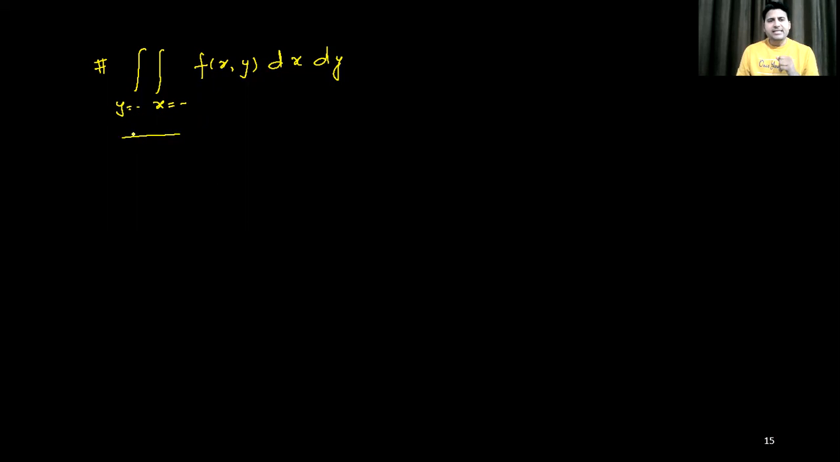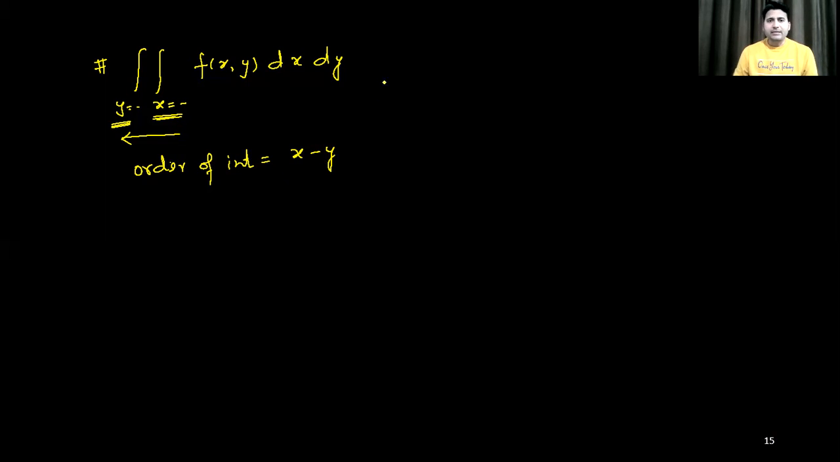Here we can see the order of integration. Firstly, we have to do integration with respect to x. Then we will do integration with respect to y. So in this question, the order of the integration is x to y. Means firstly we will perform for x, then we will perform for y.